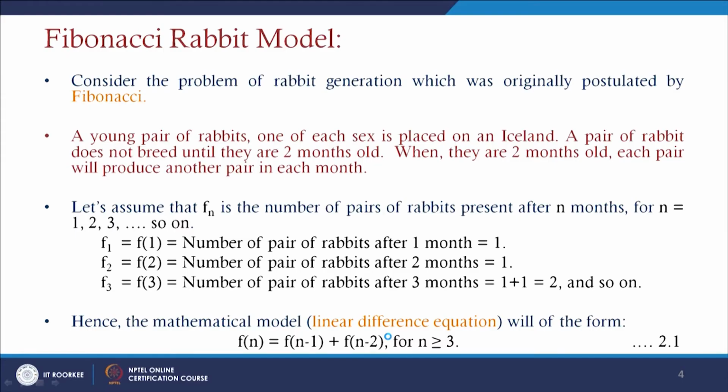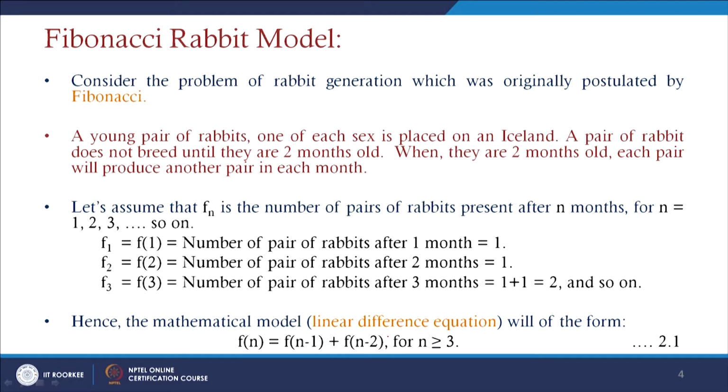Consider the Fibonacci-Rabbit model, the problem of rabbit generation which was originally postulated by Fibonacci. That is why it is called the Fibonacci-Rabbit model. Consider a pair of rabbits, one of each sex, placed on an island. A pair of rabbits does not breed until they are 2 months old. When they are 2 months old, each pair will produce another pair each month.